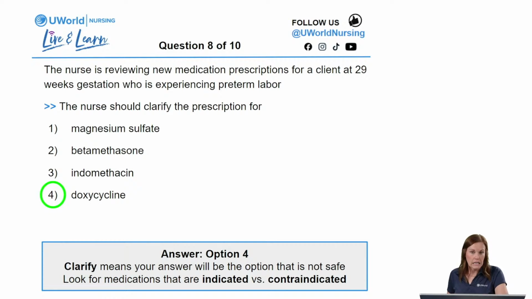So doxycycline is a tetracycline antibiotic, and it's not safe to be used during pregnancy. The medication can pass through the placenta and cause fetal harm. Side effects to the fetal client are going to be irregular development of teeth and bone. So that's why we don't want to give it. It's definitely contraindicated. All right, we're almost there.